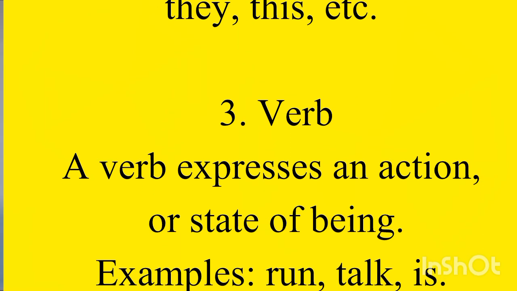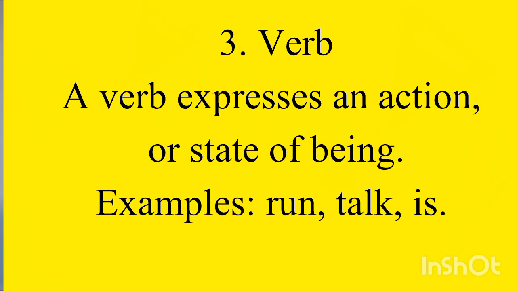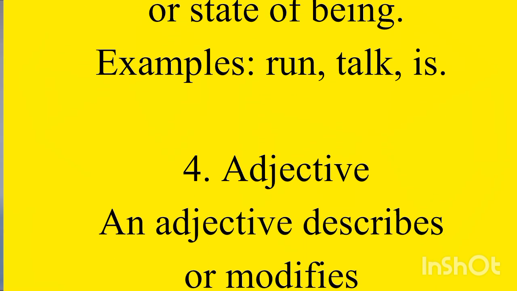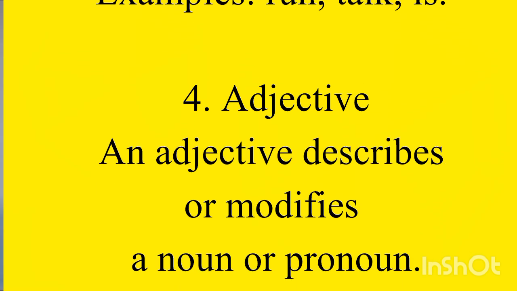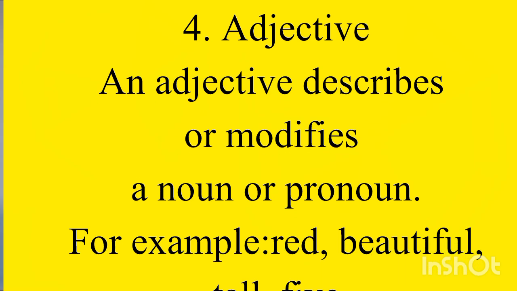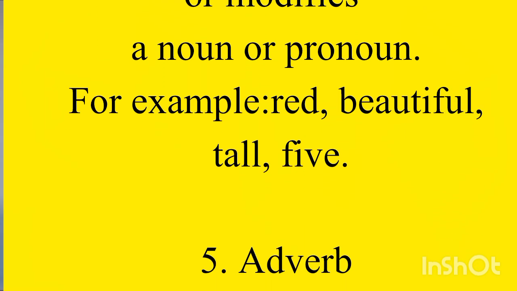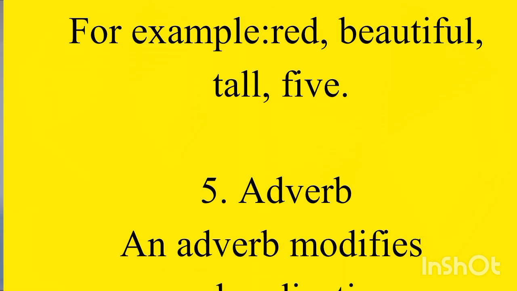3. Verb. A verb expresses an action or state of being. Examples: run, talk, is. 4. Adjective. An adjective describes or modifies a noun or pronoun. For example, red, beautiful, tall.